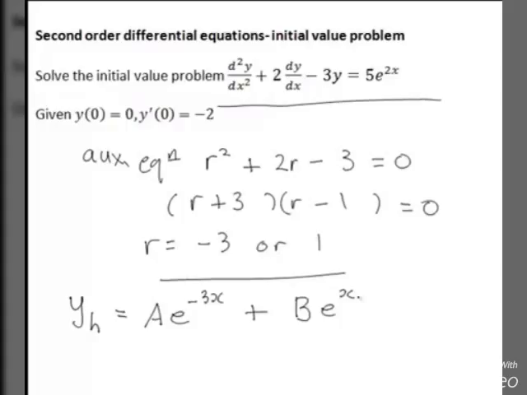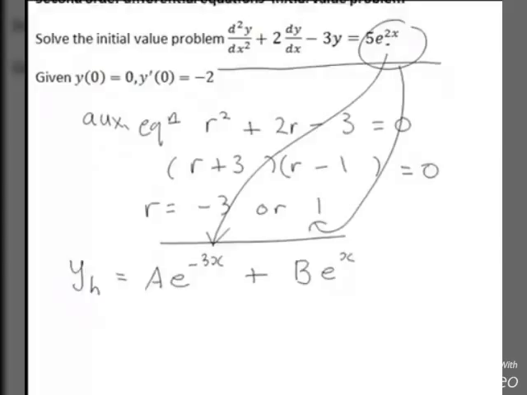The next step is we then need to look at the right-hand side of the DE we started with. And in this case, this is 5e^(2x). So it's the e^(2x) bit we're focusing on. That is of the form e^(px), let's say. And what is important is whether this number 2 is a root of our auxiliary equation. If we look at the roots of our auxiliary equation, they were -3 and 1. Neither of those roots were 2.